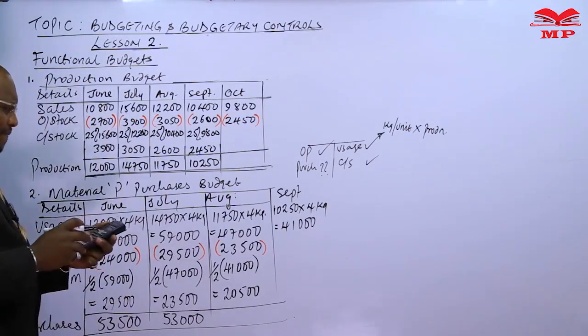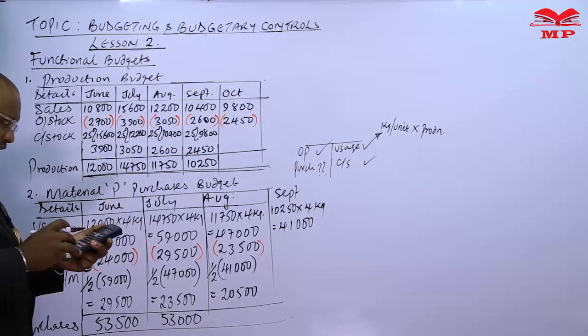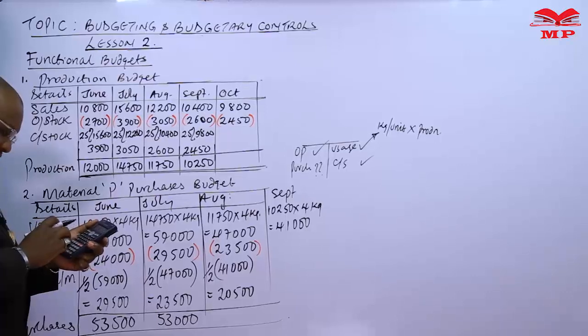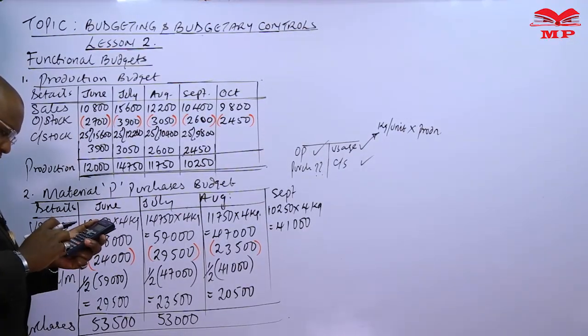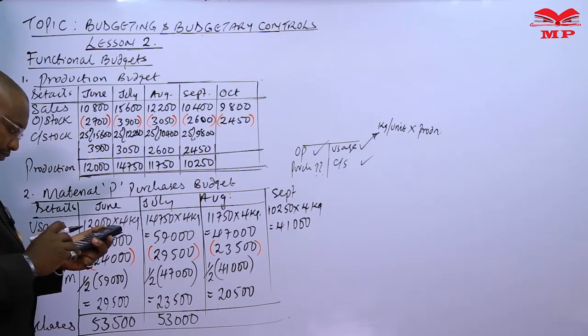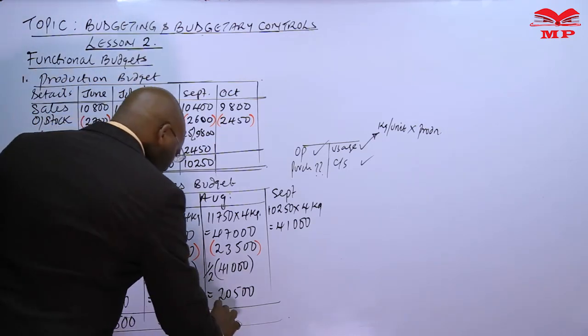And then you have August. We have the 47,000 minus 23,500 plus 20,500. So this is 44,000.